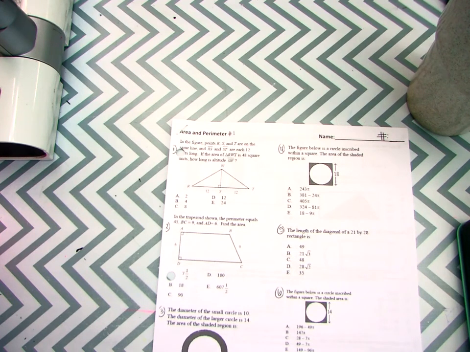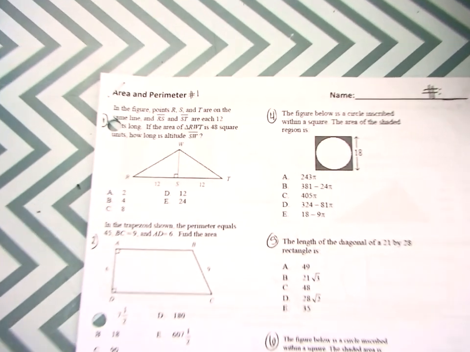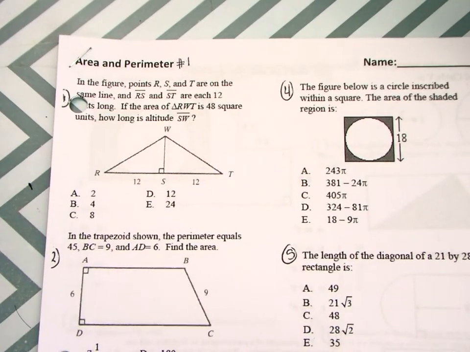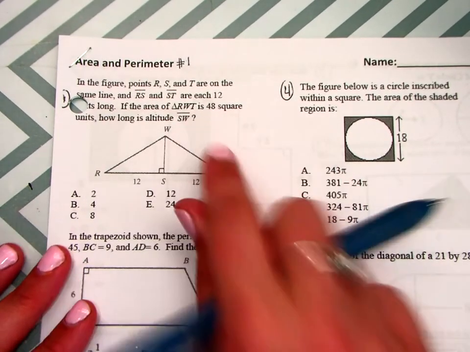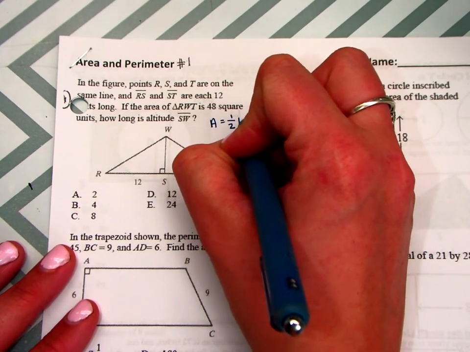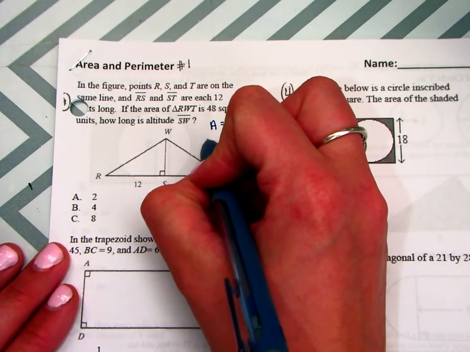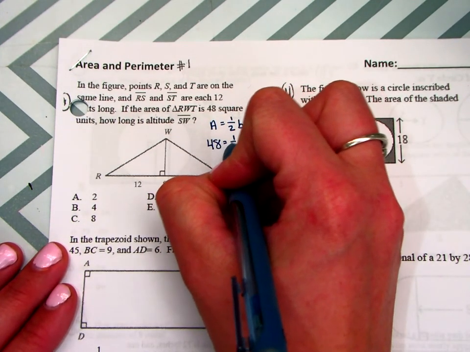All right, in this video, we're going to be doing area and perimeter number 1. So to start, number 1 reads that the area of the triangle is 48 square units. So remember, the area formula for a triangle is 1/2 base times height. It tells you in this problem that the area is 48, 1/2.